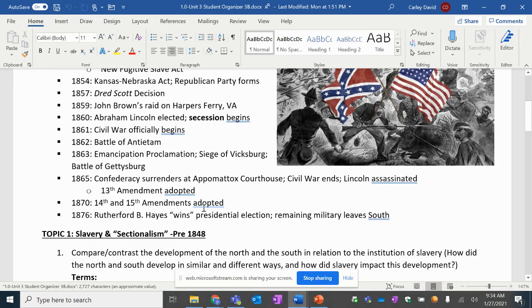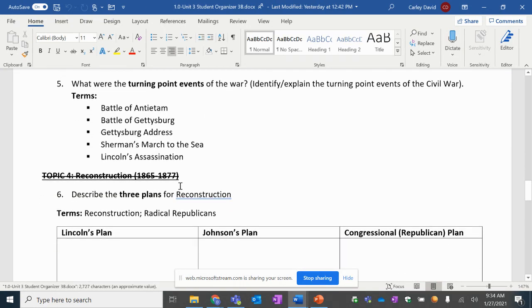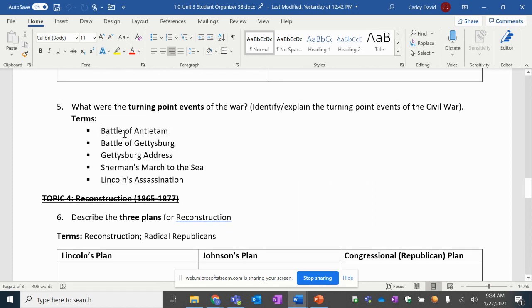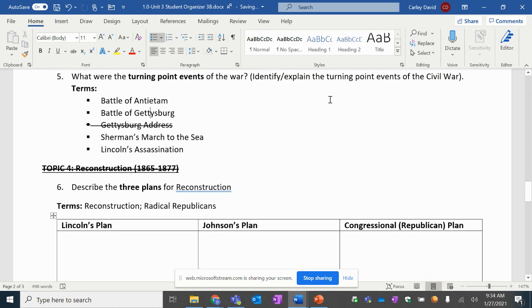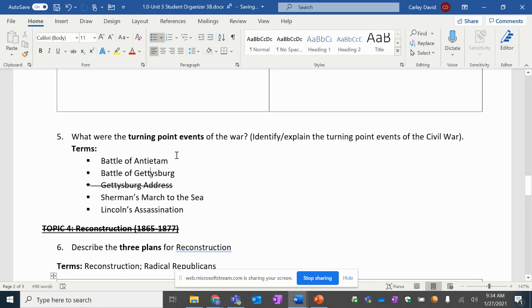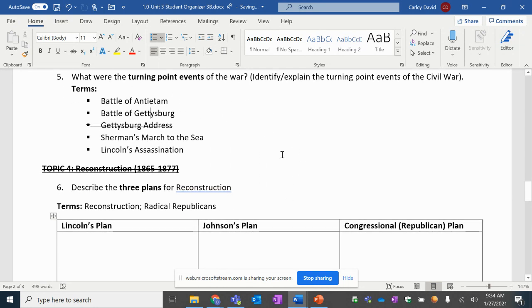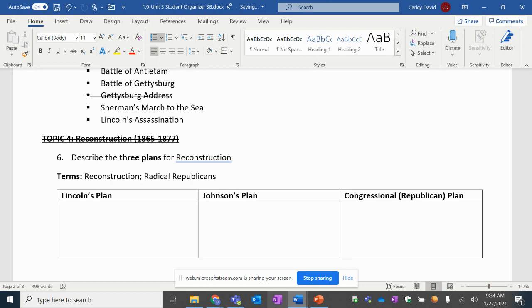Let me check 3B's study guide. Nope, I didn't. I just took out Fort Sumter. Okay. Gettysburg Address, we didn't really go over. I might mention it a little bit, but I wouldn't worry too much about having a definition for that. But Battle of Antietam, Gettysburg, Sherman's March to the Sea, Vicksburg would be another good one. Lincoln's assassination, Emancipation Proclamation are going to be important turning point events. So knowing some of those and why they're significant are important.